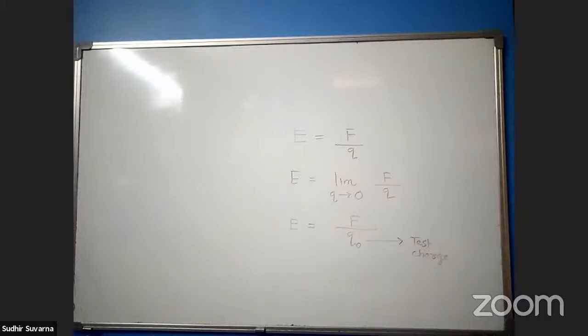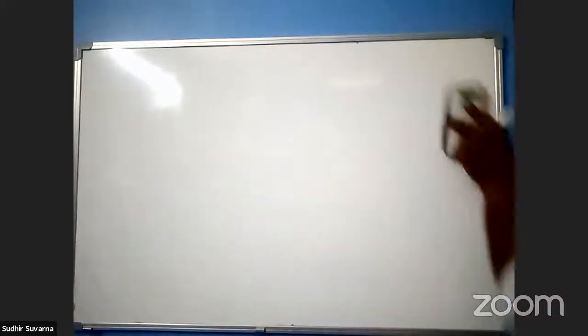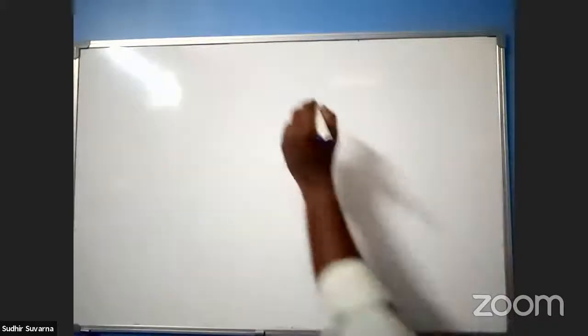Fine. So now we will move towards the next derivation, that is electric field intensity at a point due to a point charge. Now you know only the general equation.